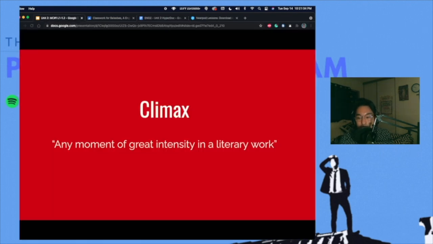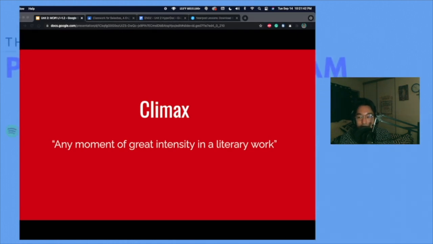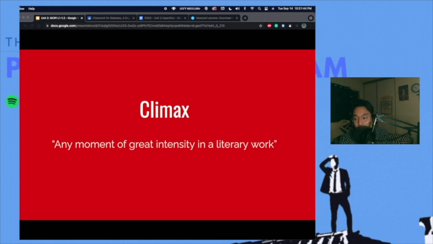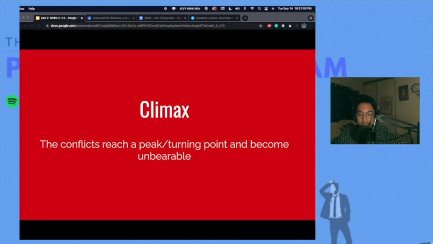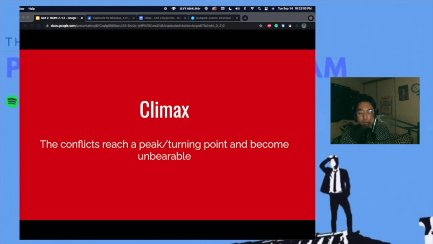So, climax is any moment of great intensity in a literary work. This is kind of hinting at the idea that the climax can happen at any point in the story, and there can be different sections where this great intensity happens multiple times. This is when the conflicts, that rising action, internal and external conflict that we were talking about earlier, reach a peak or turning point and become unbearable. This point in the story usually determines how the conflict will be resolved.